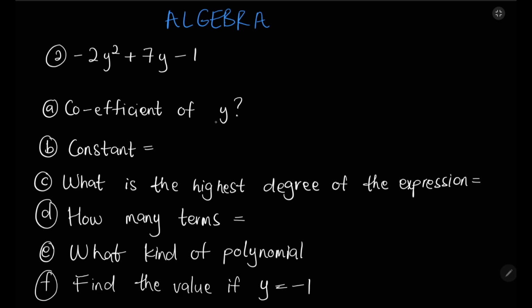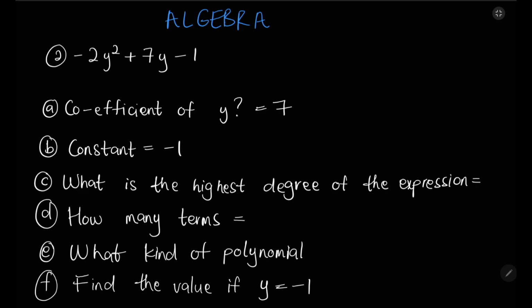First question, what is the coefficient of y? Let's look for y. We have negative 2y to the power 2 plus 7y. There is y. The coefficient of y is 7. B, what is the constant? Let's look for a term without a variable. You have negative 2y to the power 2 plus 7y minus 1. Our constant is minus 1 as it doesn't have a variable.